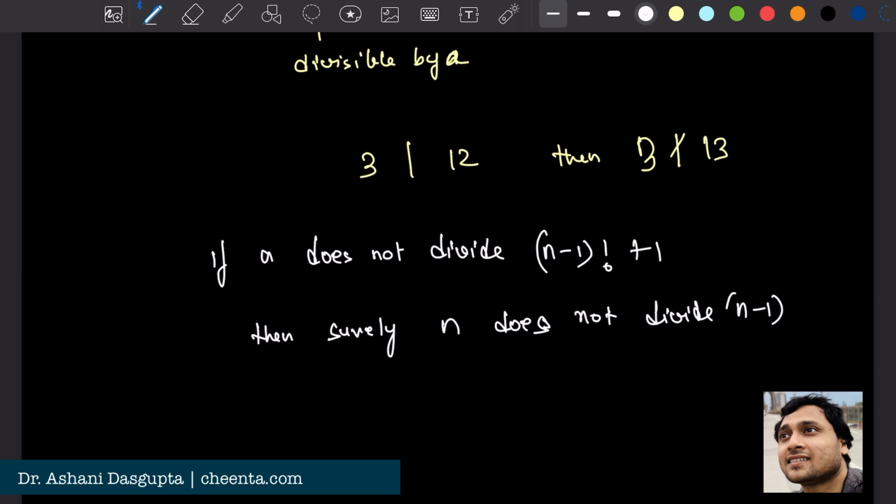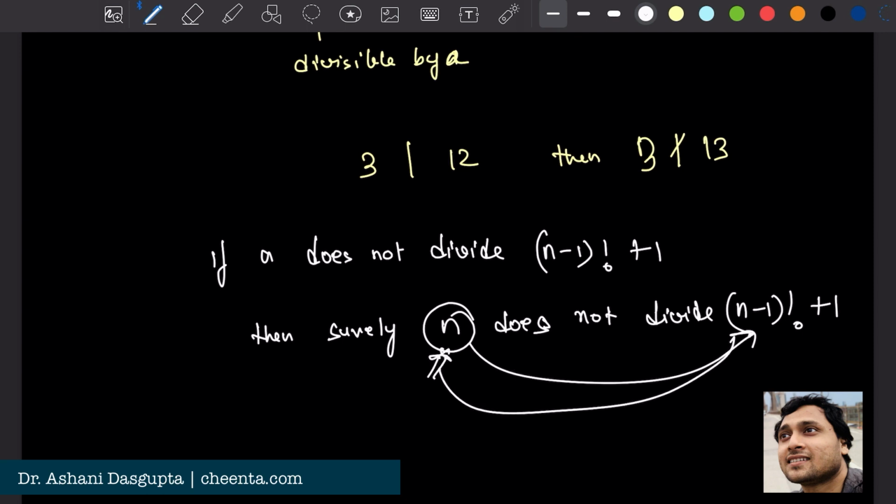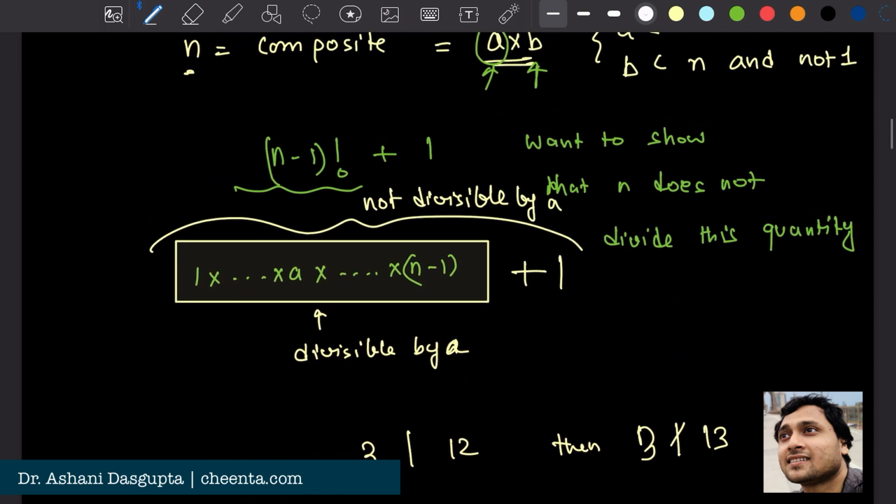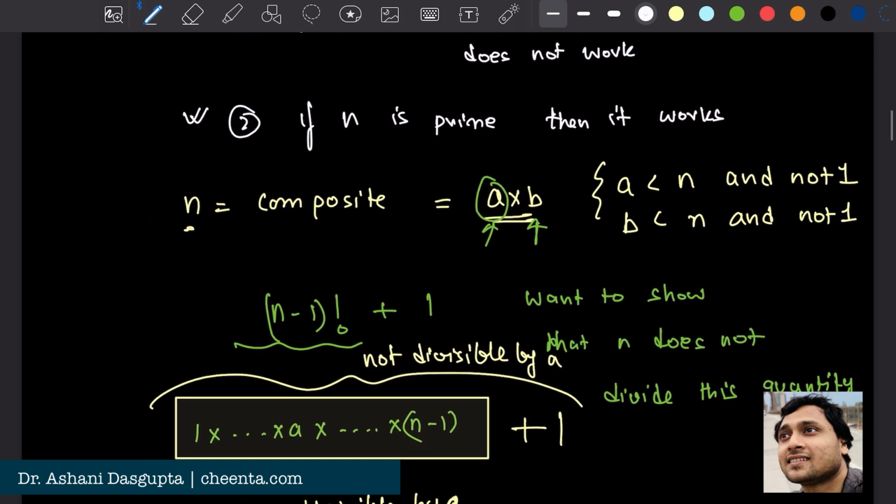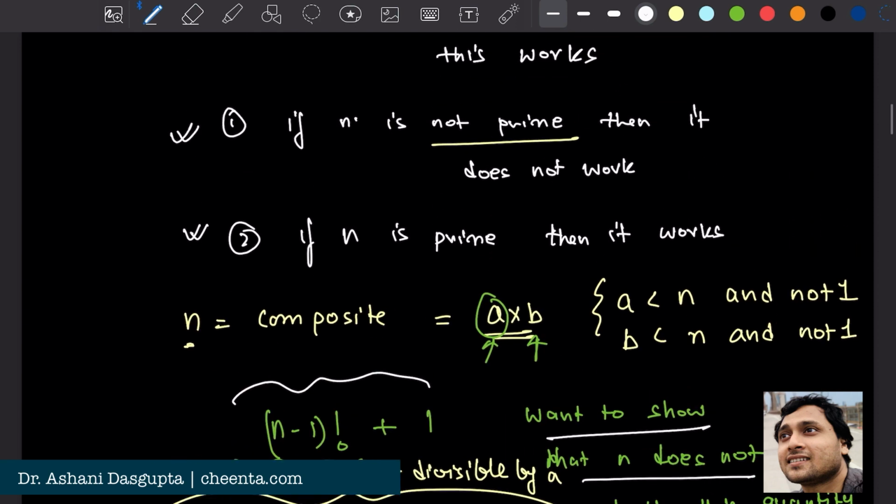(n minus 1) factorial plus 1, because if n divided this, then all factors of n would also divide this, right? And A is a factor of n, and we just showed A does not divide (n minus 1) factorial plus 1. So that shows what we wanted to show, that if n is a composite number, it does not work, or n does not divide this given quantity. So the first case is done.